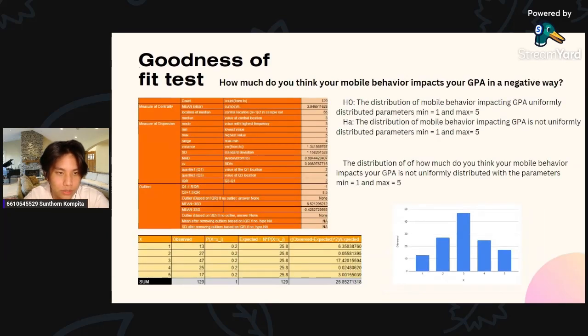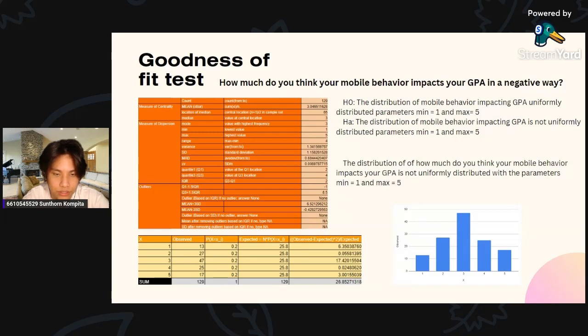For the last question of the goodness of fit test, we picked how much you think your mobile behavior impacts your GPA in a negative way. For the hypothesis, we think that the distribution of mobile behavior impacting GPA is uniformly distributed. The parameter is min equal to 1 and max equal to 5. For the null hypothesis, we assume that the distribution is not uniformly distributed.